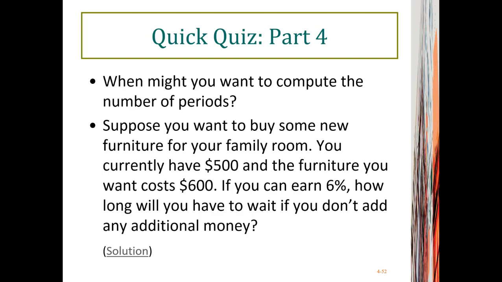Now, suppose you want to buy some new furniture for your family room, and you currently have $500, and the furniture you want costs $600. If you can earn 6%, how long will you have to wait if you don't add any additional money? To solve this question, please use your BA2 calculator. What is N? N is something that you need to find out. What is IY? That is 6. What is PV? Negative 500. What is PMT? It's 0. And FV, 600. When you compute N, it will give you the answer.